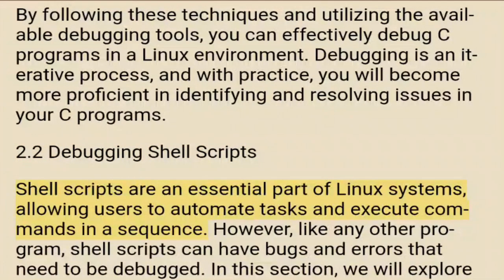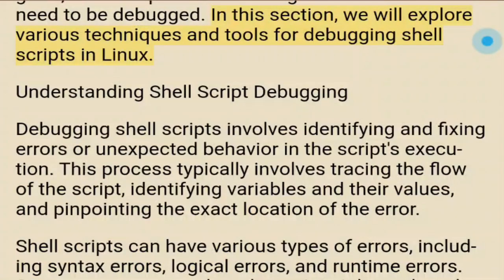Shell scripts are an essential part of Linux systems, allowing users to automate tasks and execute commands in a sequence. However, like any other program, shell scripts can have bugs and errors that need to be debugged. In this section, we will explore various techniques and tools for debugging shell scripts in Linux. Understanding shell script debugging. Debugging shell scripts involves identifying and fixing errors or unexpected behavior in the script's execution. This process typically involves tracing the flow of the script, identifying variables and their values, and pinpointing the exact location of the error.